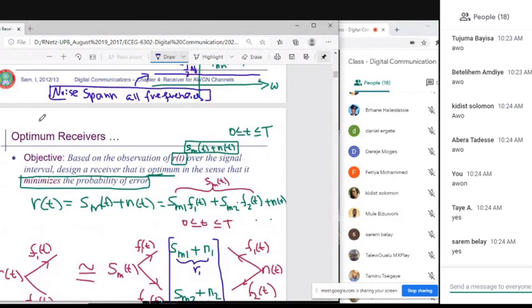If you take the case of binary pulse amplitude modulation or binary phase shift keying, consider a binary modulation scheme. In the case of a binary modulation scheme, we'll have either SM1 or SM2 transmitted, right? As an example, SM2 may represent 0 and SM1 may represent 1.